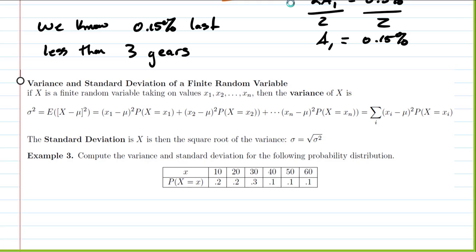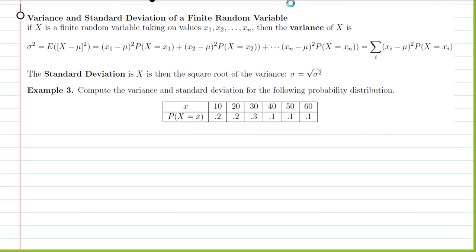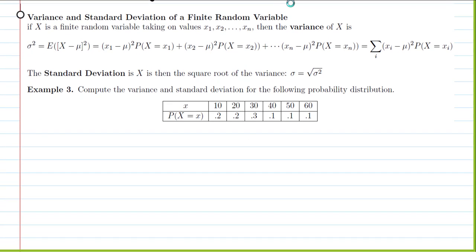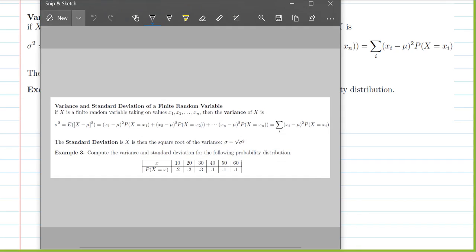So let's compute the variance and standard deviation for the following probability distribution. Okay, so we need to calculate all of these things. The first thing we need to do is figure out some of these values. I can't write as small as my table that I made, so let me snip it again and enlarge it.